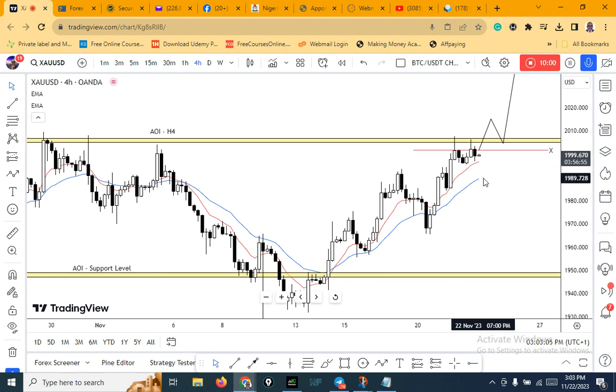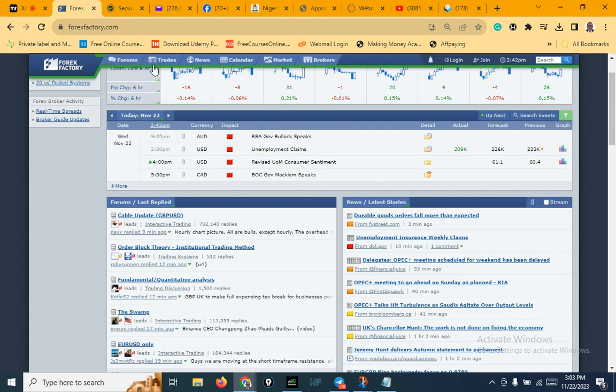So guys, that's how you use the forexfactory.com news calendar site to look at the fundamental aspect of your trading. It's important, guys, to do this because you have to combine your fundamentals with your technicals, just like I just showed you here.